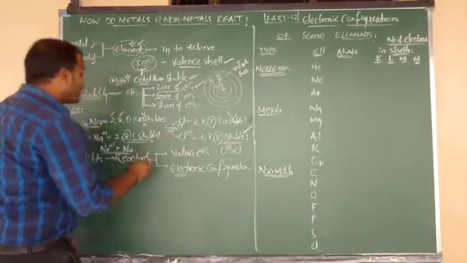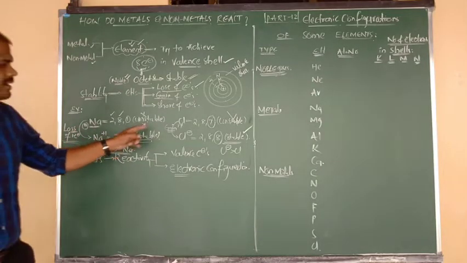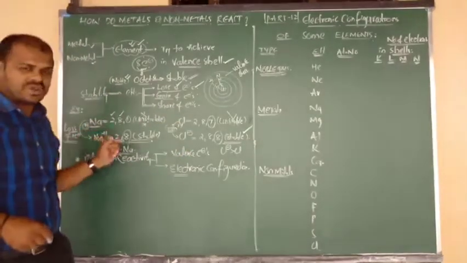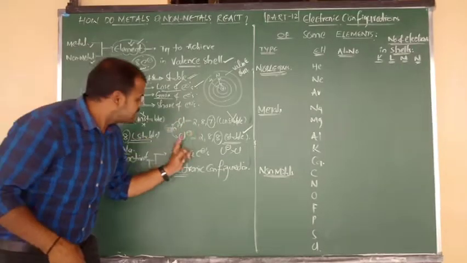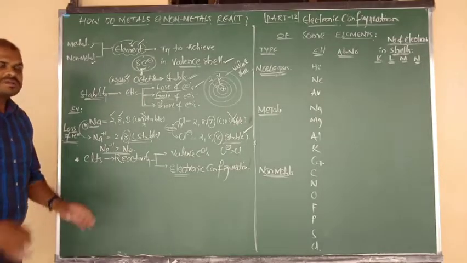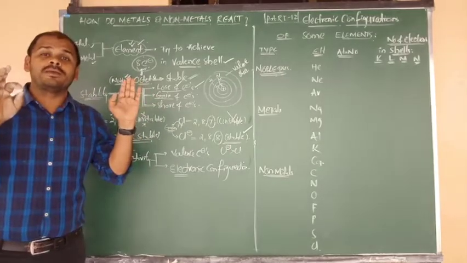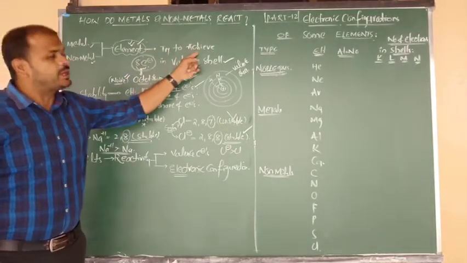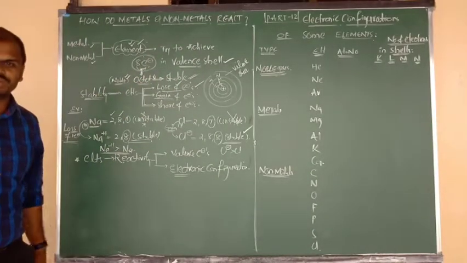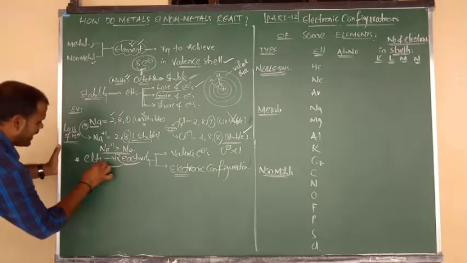So as per example 1, sodium gets stability by the loss of an electron. As per example 2, chlorine gains an electron, which is released by the sodium. By the gain of an electron, Cl becomes stable, changing into Cl minus. So the final thing, whether it is sodium or chlorine, metal or non-metal, whatever it may be, elements always try to achieve 8 electrons in their valence shell to get a more stable octet configuration.